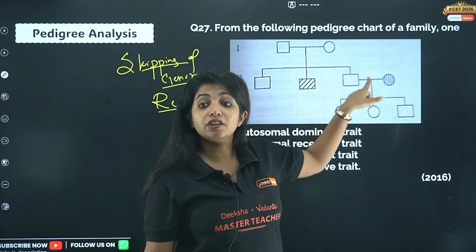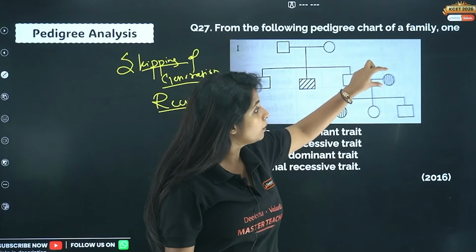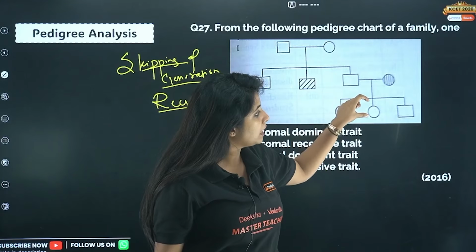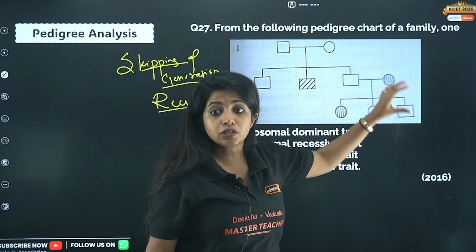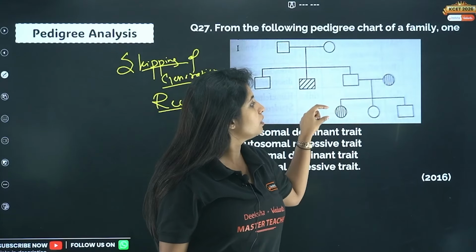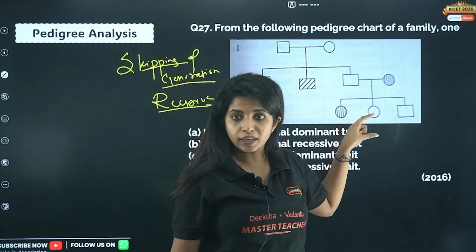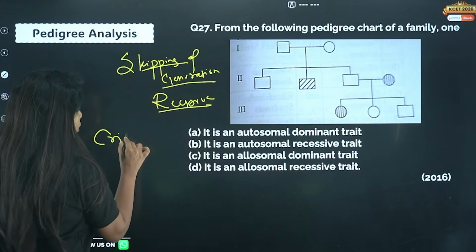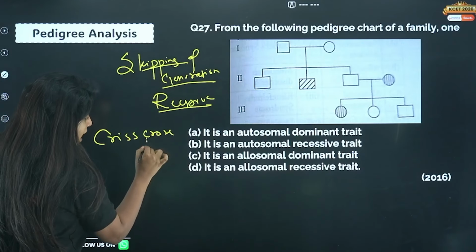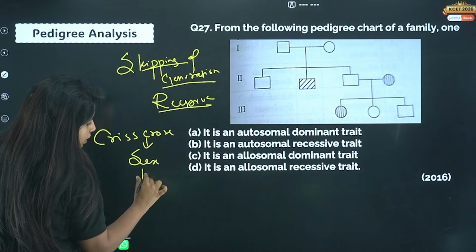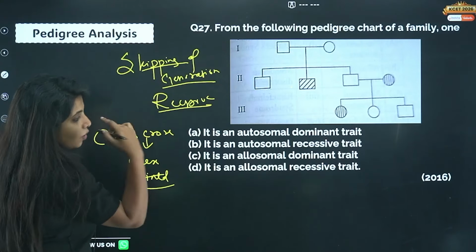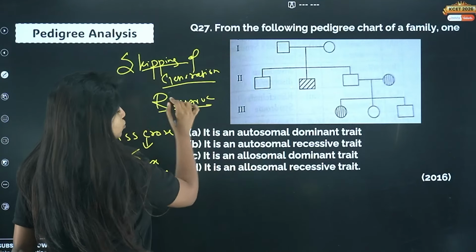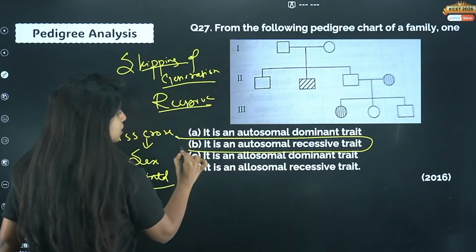We usually see a crisscross pattern. That means suppose a female is affected over here, then a male has to be affected, then a female has to be affected. That is a crisscross pattern. But over here you only see a female being affected. So if you see a crisscross pattern, it has to be sex-linked or allosomal. If you do not see it, then it will be what? Autosomal disorder. And it is autosomal recessive over here, which is why this is the answer.